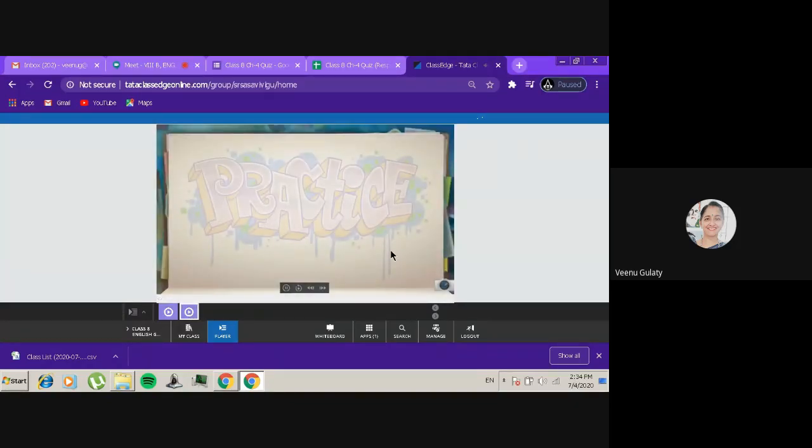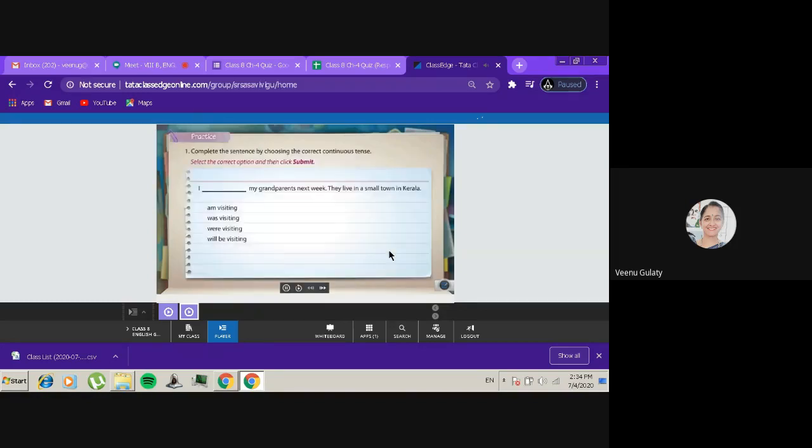Let's now take a short quiz to test all that you have learned so far about continuous tenses. Complete the sentence by choosing the correct continuous tense. Select the correct option and then click submit.